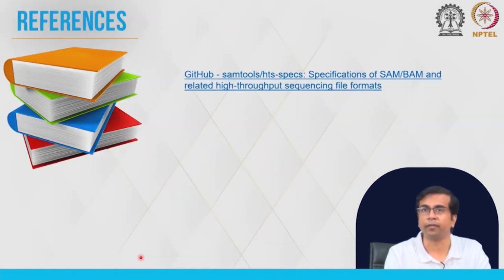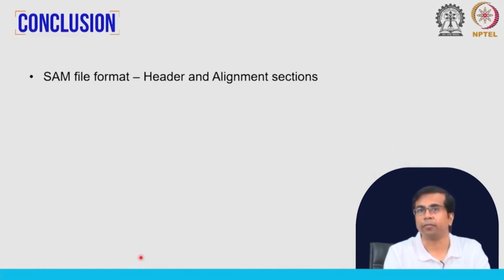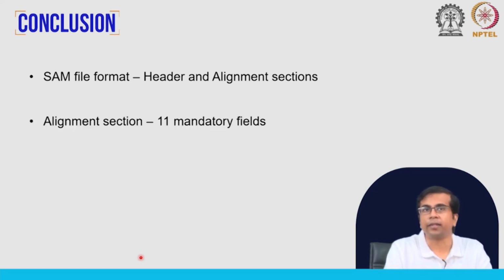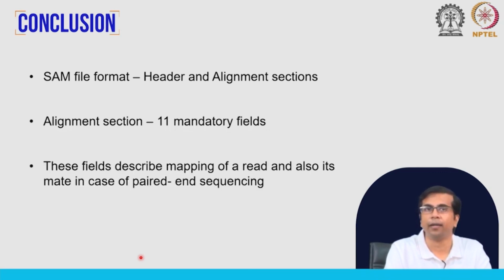These are the references that I used for this class, and to summarize, we have now learned about this SAM file format. We looked into the header section in the last class, and we have started looking at the alignment section. We have not completed it because there are 4 more fields that are present, and we will describe those in the next class. In the alignment section, as I mentioned, there are 11 mandatory fields that will always be present in a SAM file, and then you can also have some optional fields. These mandatory fields describe mapping of a read and also about its mate in case of paired end sequencing, and we will look at the second part in the next class. Thank you.